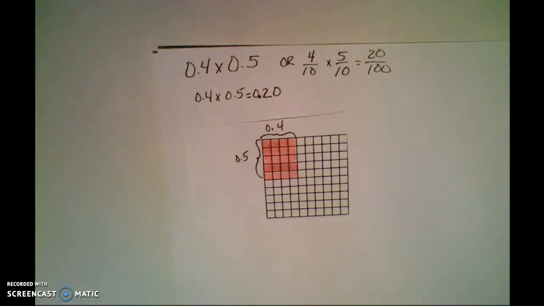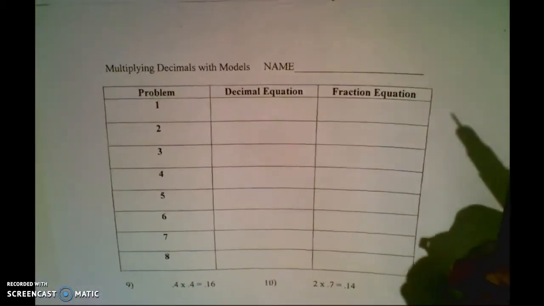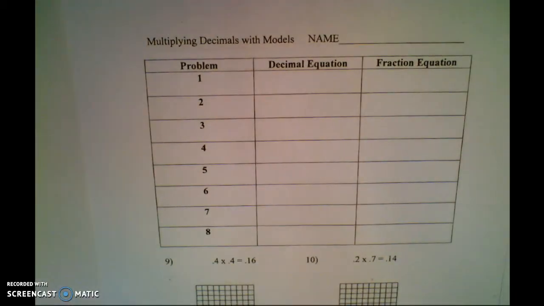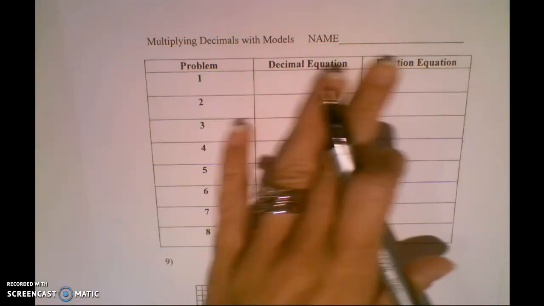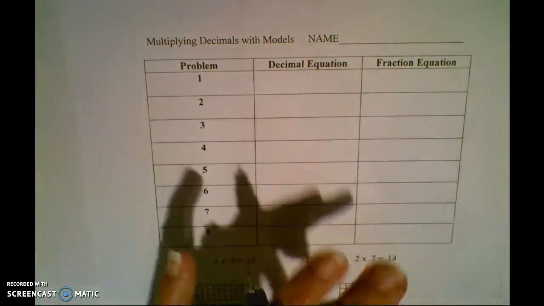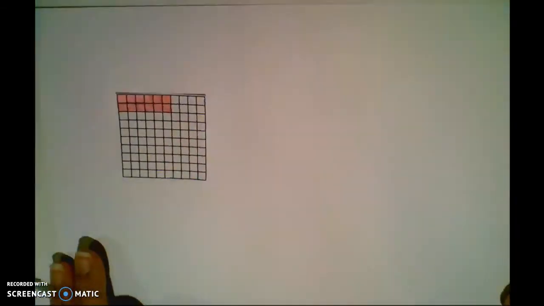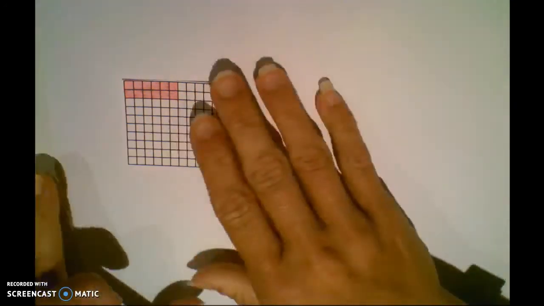Okay? Let's look at some examples, and let's pull out your companion guide that you were given for this quadrant to help you with this video. And you're going to write your answers in here to guide you through. So let's look at the first one together. I'm going to give you a model, and in this case, I'm going to give you the model right here. And you're going to need to write the decimal and fraction equation for this model. So let's look at that.